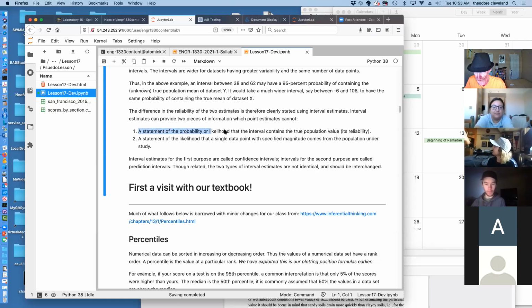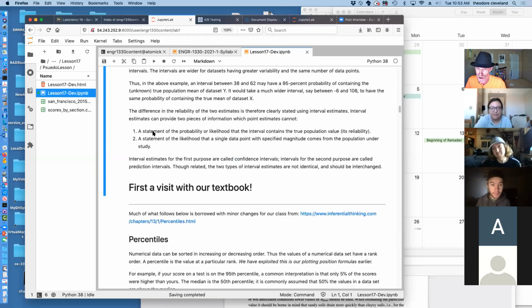So if a purpose of our interval estimate is to make that statement, those interval estimates are called, okay, Cade, you can talk now. I'm sorry, could you say it again?